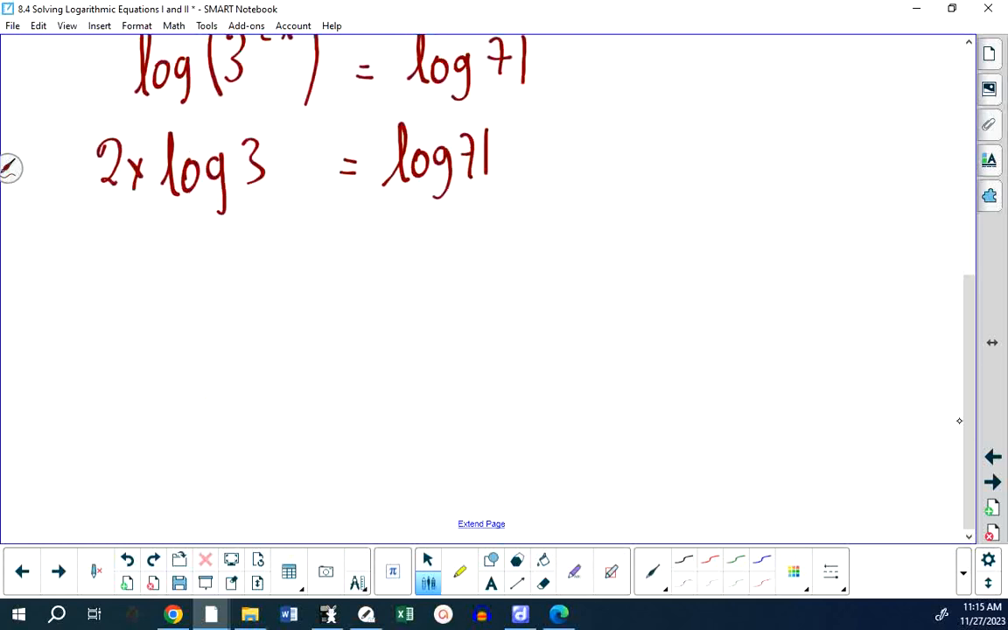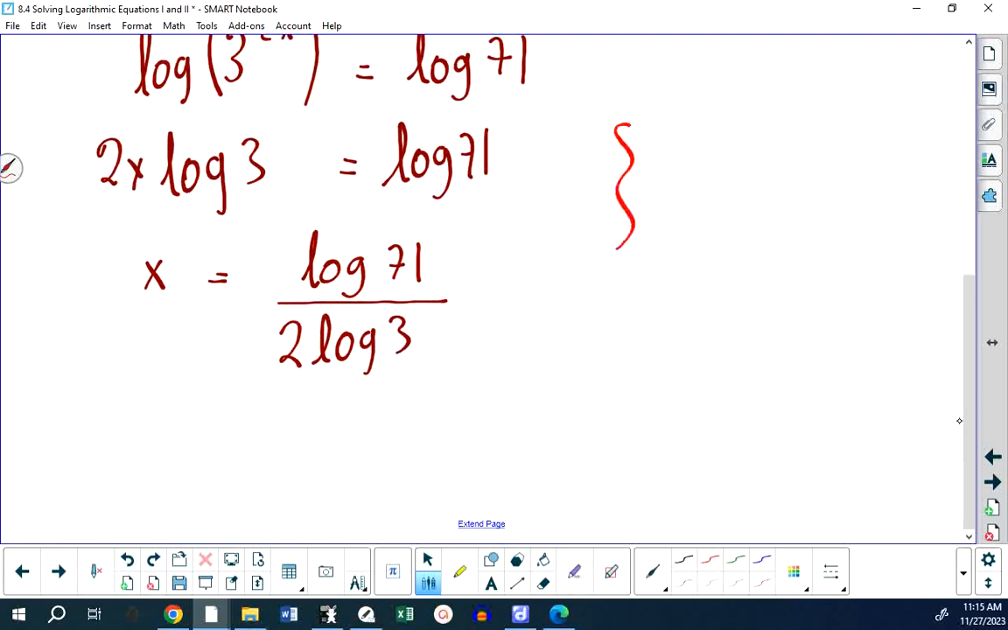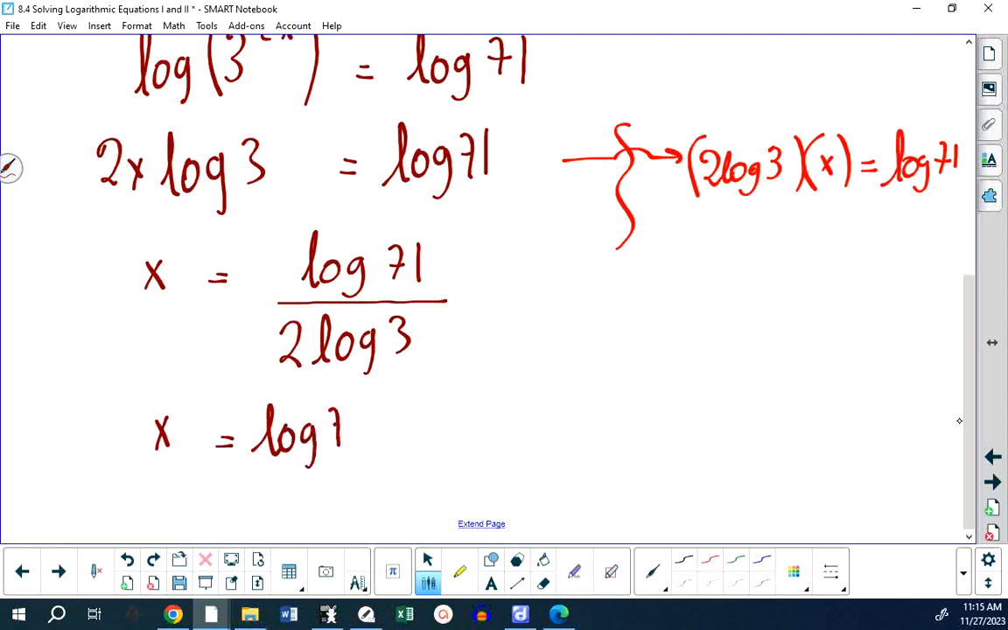So I need to divide both sides by the 2 and the log 3. In fact, and I don't know that it's necessary, but this line is the same as writing 2 log 3 multiplied by x equals log 71. So you can see what's happening here. I'm dividing by 2 log 3. And that's the answer, except it probably wouldn't be written that way. It would be written as log of 71 over log of 9.